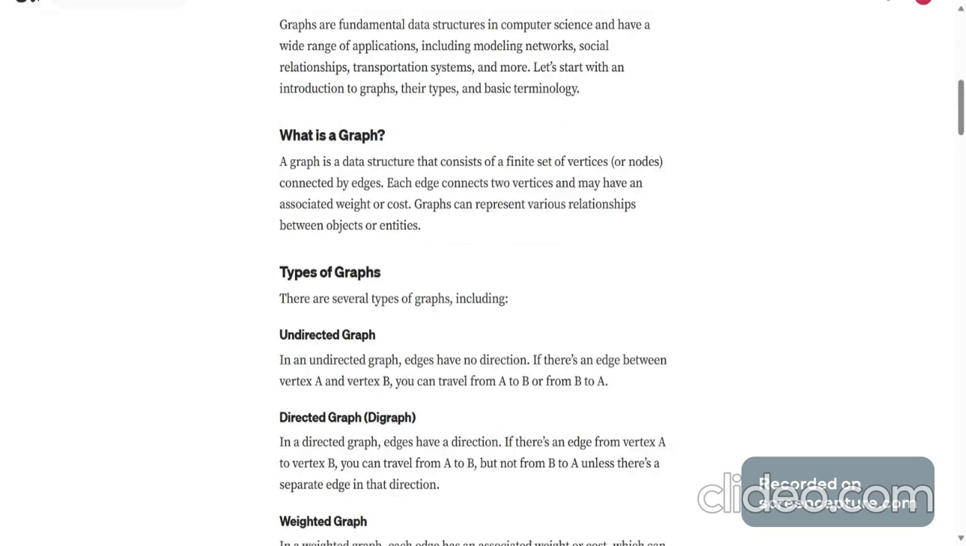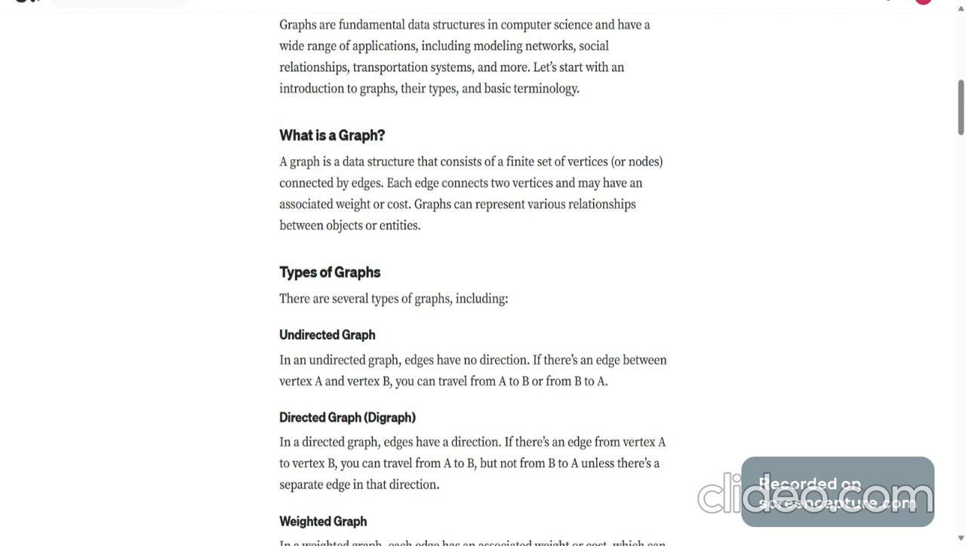A graph is a data structure that consists of a finite set of vertices or nodes connected by edges. Each edge connects two vertices and may have an associated weight or cost. Graphs can represent various relationships between objects or entities.